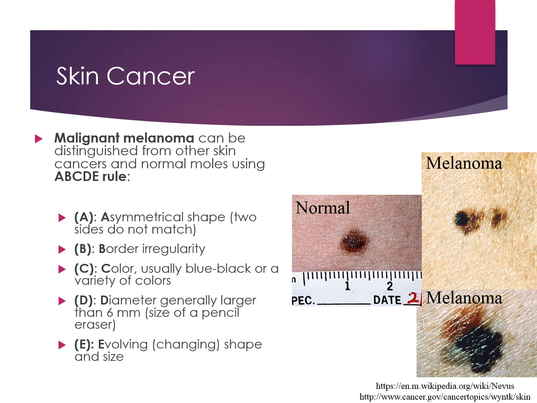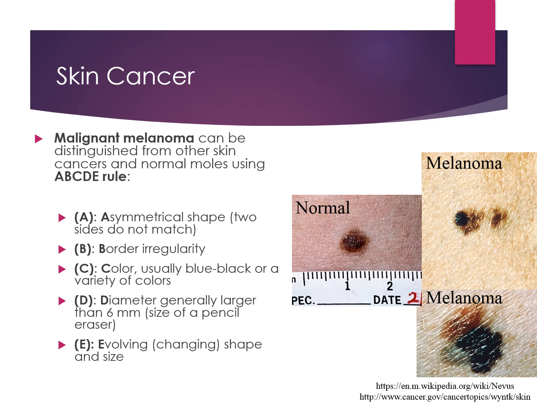A stands for asymmetrical shape. Malignant melanomas have asymmetrical shape, so that means if you were to divide the tumor into two parts, the sides would not match. The B stands for border. The border of the tumor will be irregular in shape. It won't be smooth. It might look kind of wavy or lumpy.